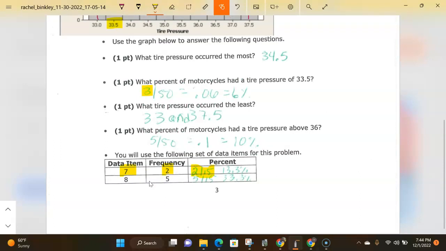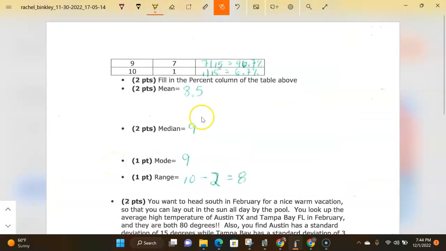So the percent of 7s is 2 out of 15, 13.3%. The percent of 8s is 5 out of 15. That's 33.3%. The percent of 9s is 7 out of 15. And the percent of 10s, there is 1 out of 15. Okay. The rest of this information I just got from the calculator.